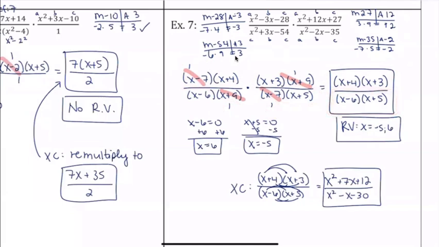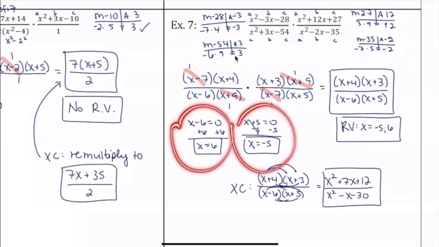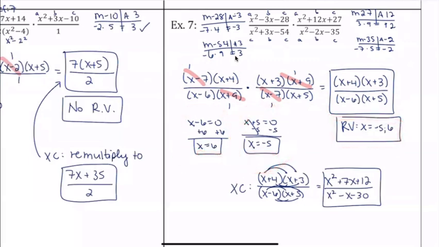And then on this one, we did have restricted values. Remember, that's wherever our denominator is equal to 0, because that makes our expression or function or equation undefined. That gets me here. So I get x equals 6 and x equals -5. Those would be our two restricted values. What that looks like if you were to graph it is they would be vertical asymptotes.